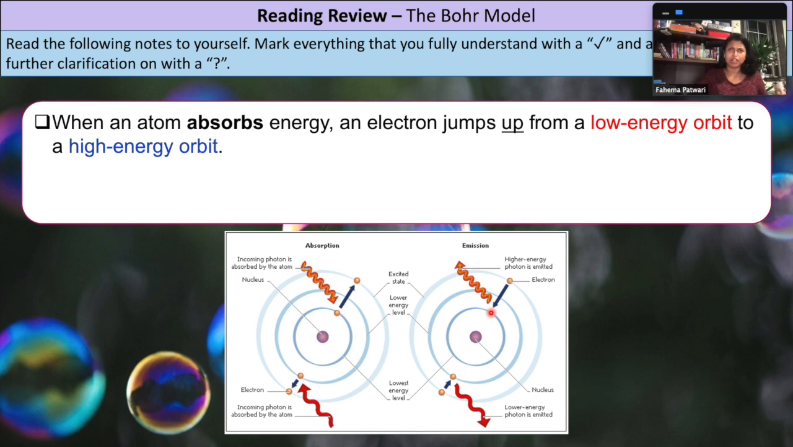But what happens to that energy? Energy cannot be created, it cannot be destroyed. So if the electron lost its energy, that energy must have gone somewhere. So in this case, it comes out in the form of light.